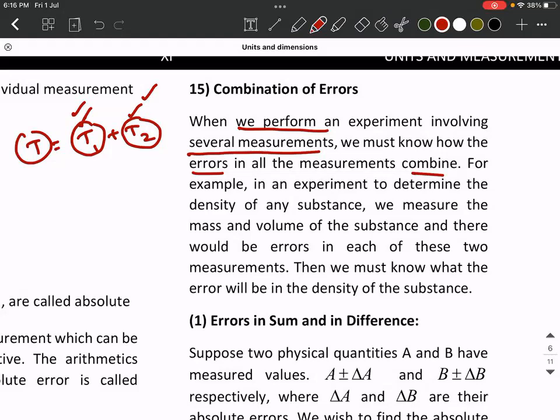Means if there is a physical quantity, in this scenario capital T, which is dependent on 2 other physical quantities, what are they? T1 and T2. So if there are errors in the individual readings, then in the combination, in the final output, you will also have an error. How to calculate that error is what we are going to see in this particular subtopic. Is it clear? So right now the heading is combination of errors.